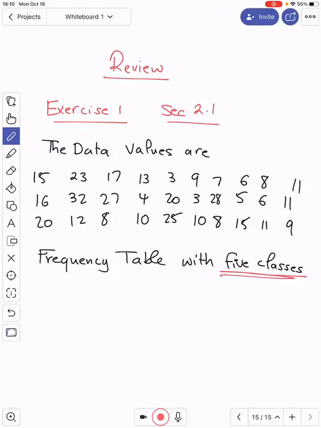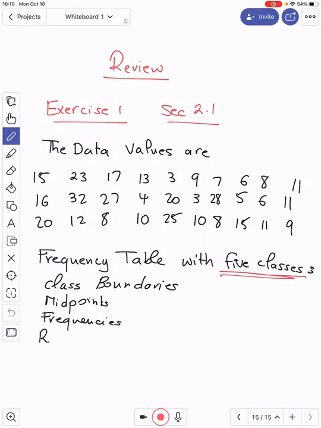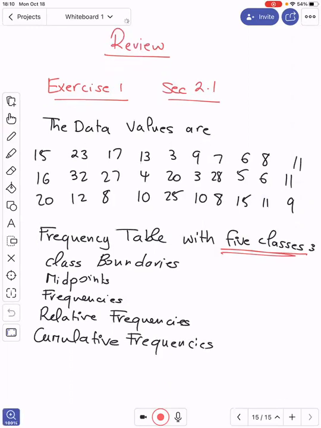But here it's 5 classes in this problem, and you have to show the class boundaries. So in this frequency table, you have to show the class boundaries, the midpoints, frequencies, the relative frequencies, and then cumulative frequencies. Anyway, as a first step, you need to find the width of your classes.